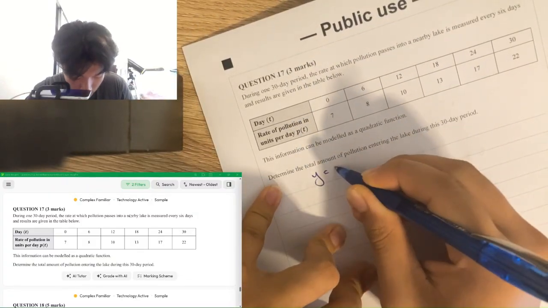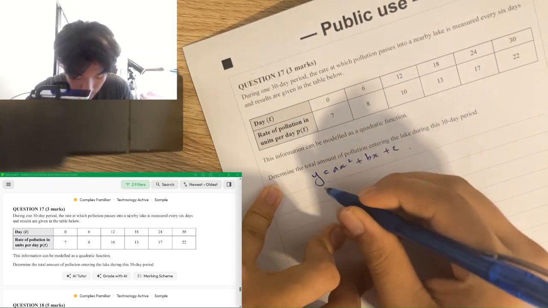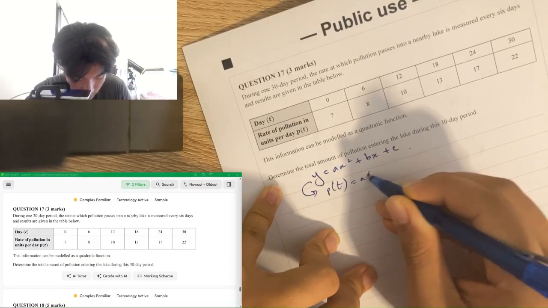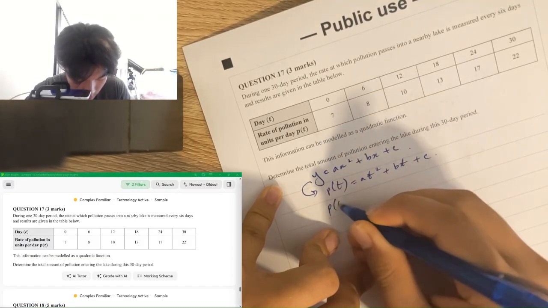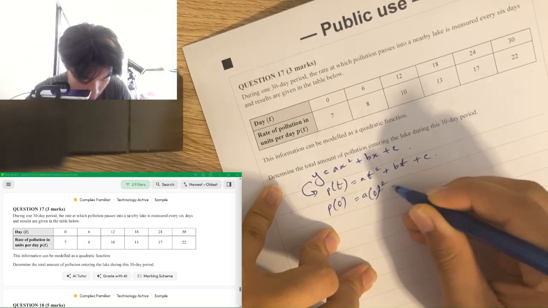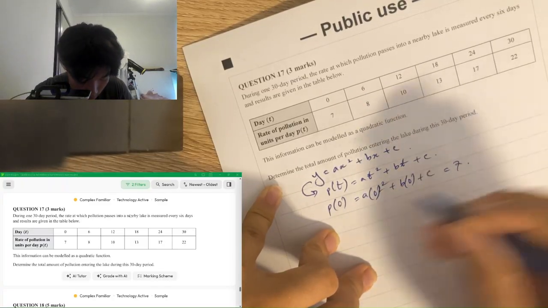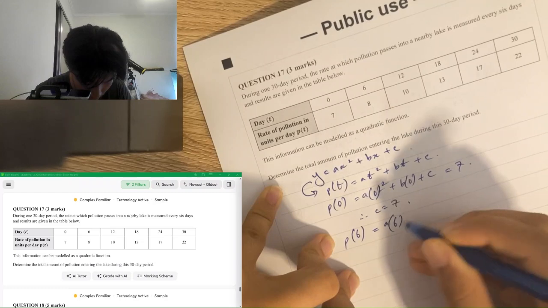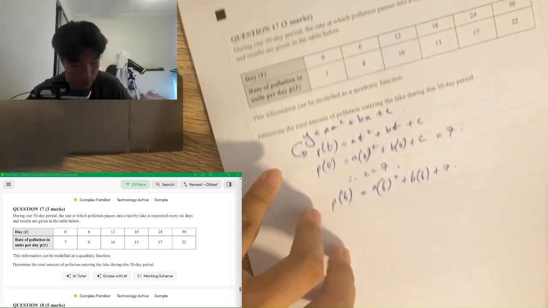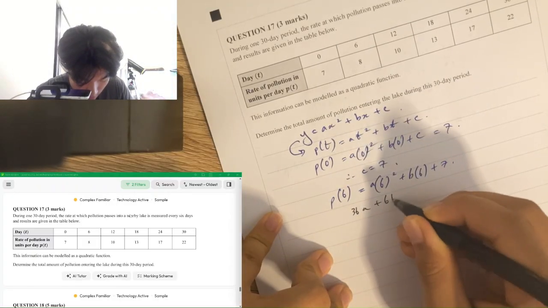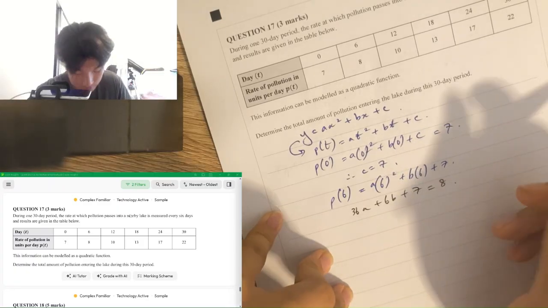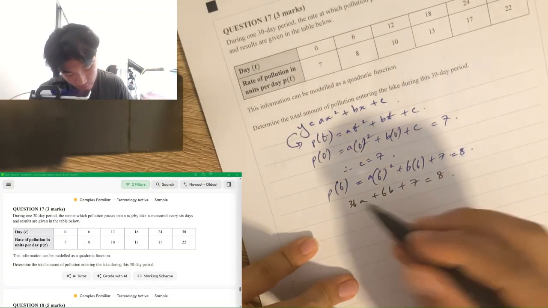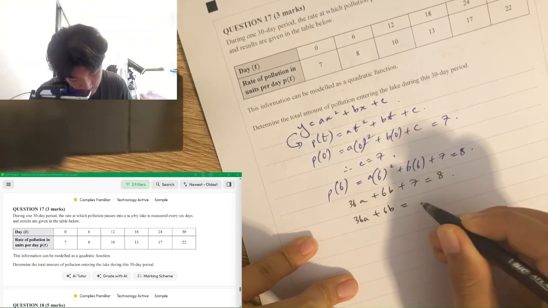Alright, quadratic function y equals ax squared plus bx plus c. This turns into P of t equals a t squared plus bt plus c. P of 0 equals a0 squared plus b0 plus c, which equals 7. Therefore, c equals 7. P of 6 equals a6 squared plus b6 plus 7. Right? 36a plus 6b plus 7 equals 8. Right, that's given. 36a plus 6b equals 1.